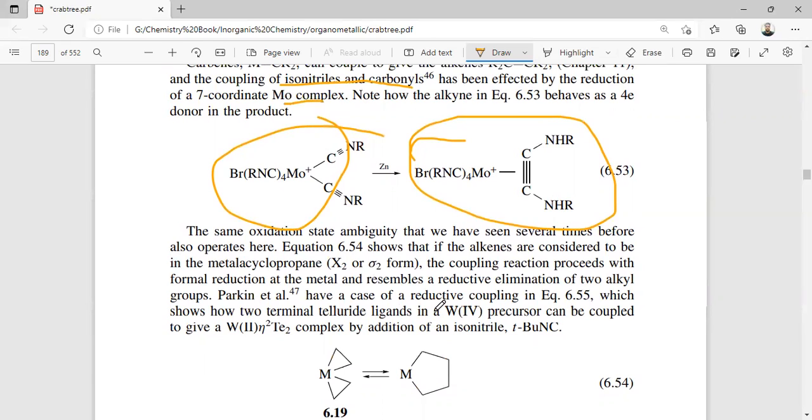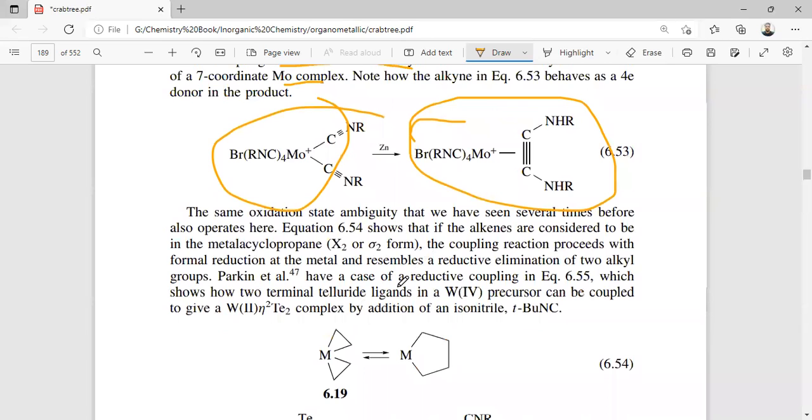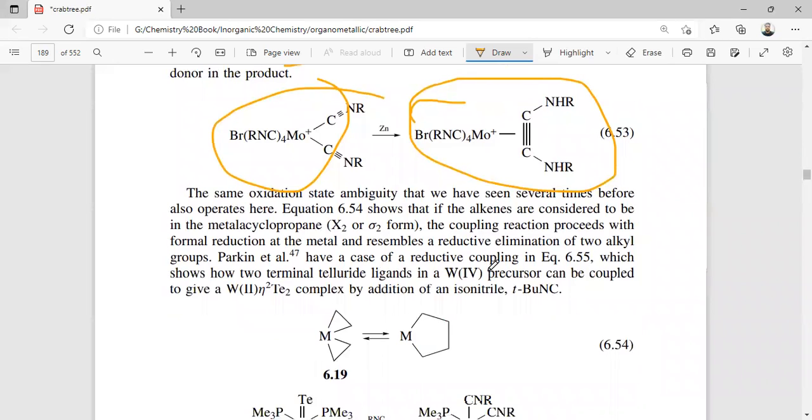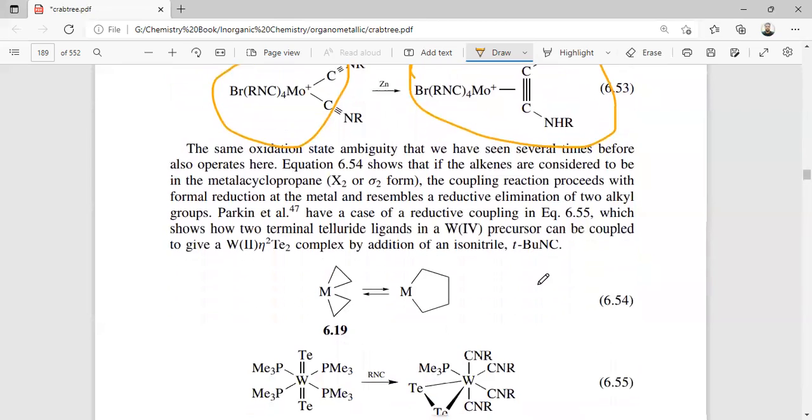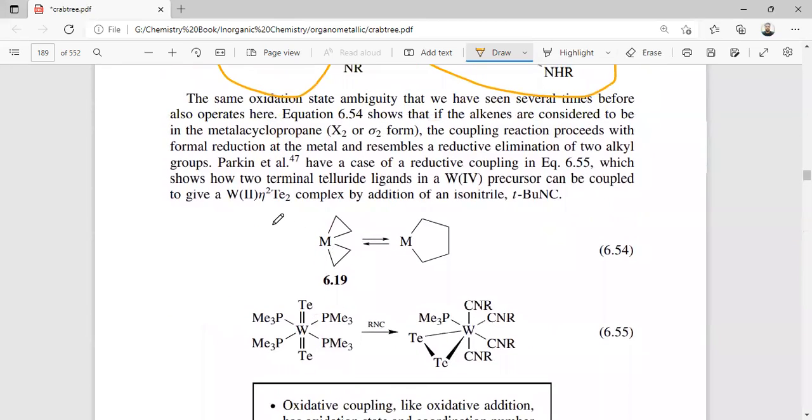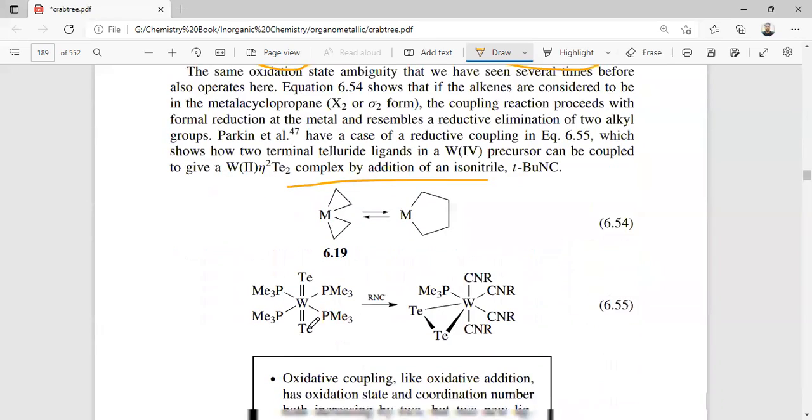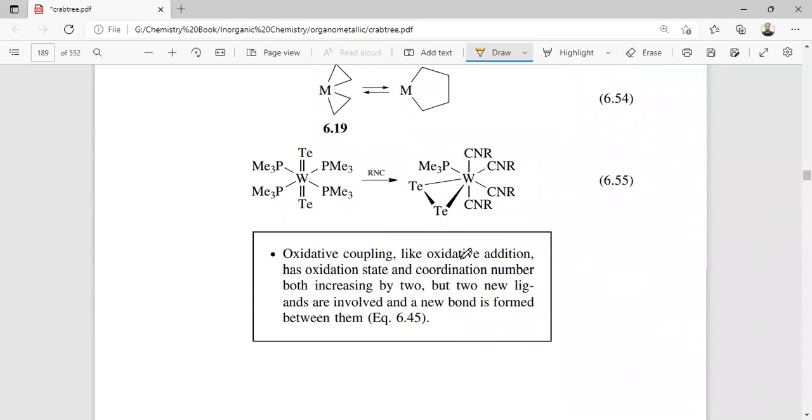So if the alkenes are considered to be a metallacyclopropane, the coupling reaction proceeds with the formal reduction of the metal and resembles the reductive elimination of two alkyl groups. In the case of the reductive coupling, we show two terminal ligands because they can be coupled to complete the addition. So in summary, oxidative coupling, like oxidative addition, has the oxidation state and the coordination number both increase by 2, but the two new ligands are not involved, and new bonds are formed between them.